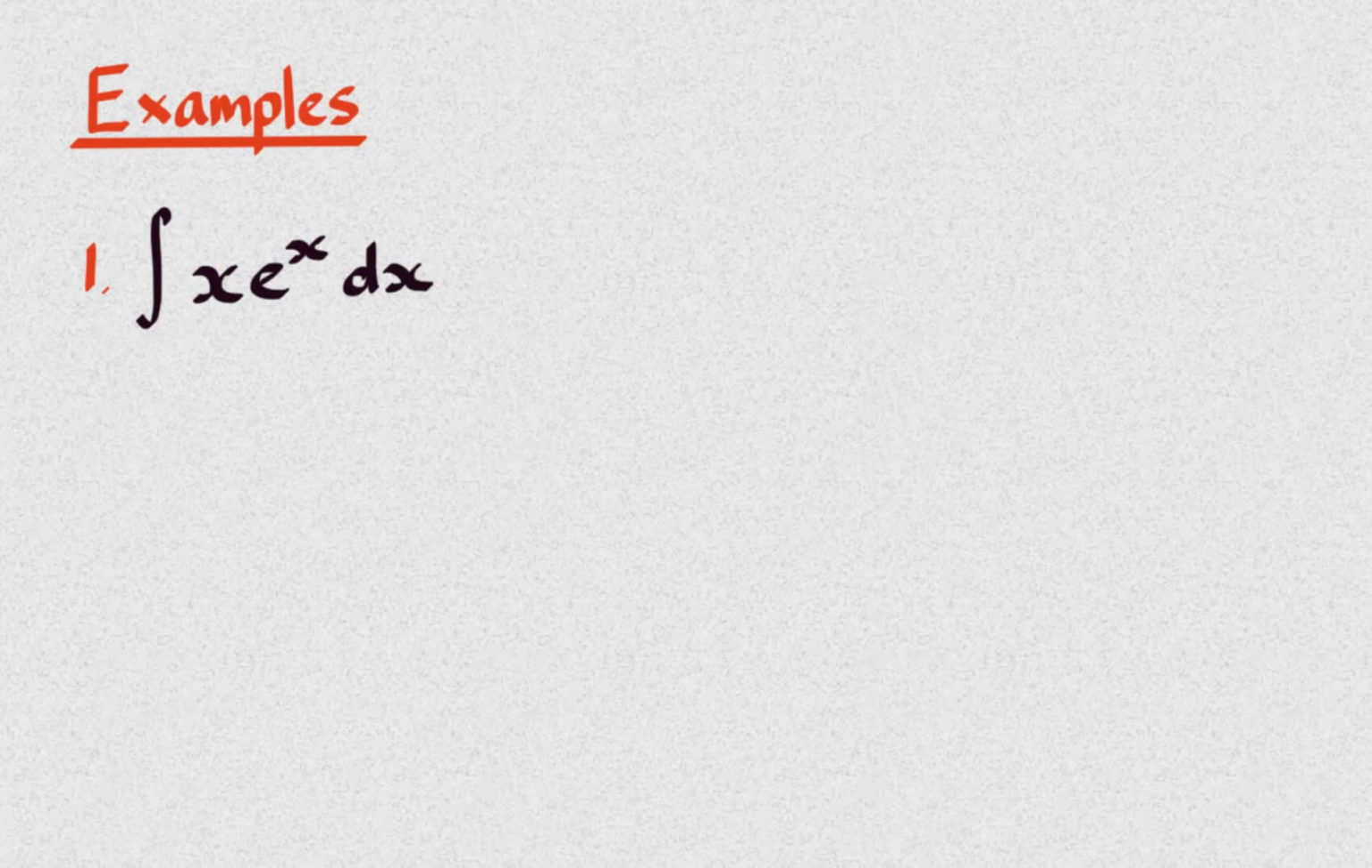Example 1, let's find the integral of x times e to the x. Now, before we get into using integration by parts, just notice how there's no substitution here that would make this any easier, right? So this is our first integral where previously we wouldn't have been able to do it.